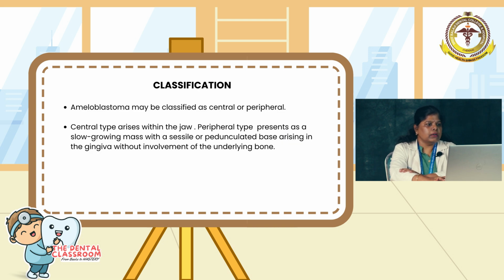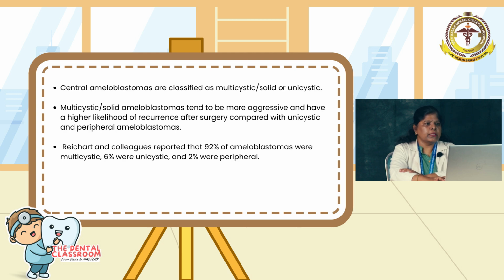Classification is mainly into central or peripheral. Central type arises within the jaw. Peripheral type presents as a slow growing mass with a sessile or pedunculated base arising in the gingiva without involvement of the underlying bone. Central ameloblastomas are classified as multicystic or solid or unicystic.